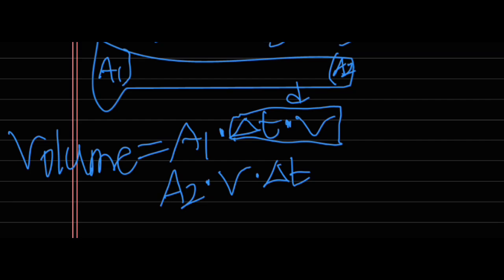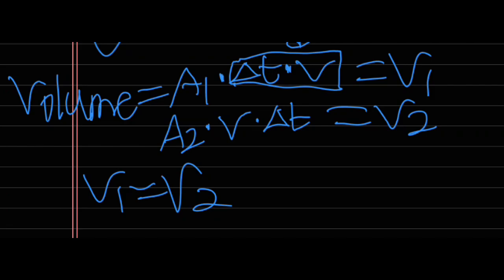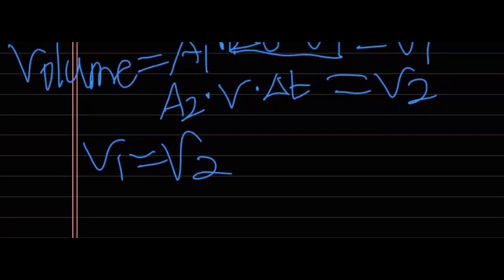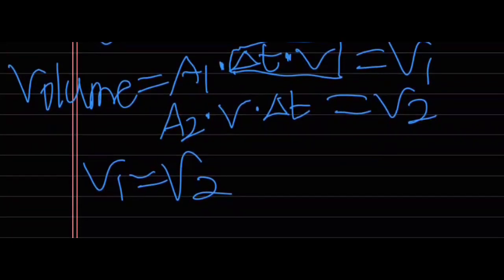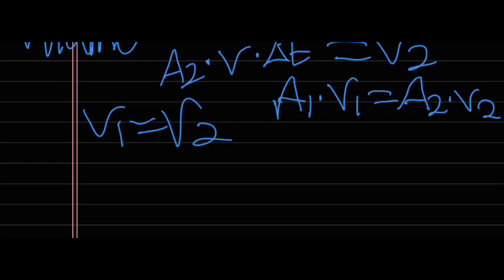Now what does that show? Because the volume must be conserved, these things cancel out. That means that A1 times V1 is equal to A2 times V2, and that perfectly proves the law of continuity. If the area drops, the velocity must shoot up to keep the volume constant. And that's why the garden hose sprays faster.